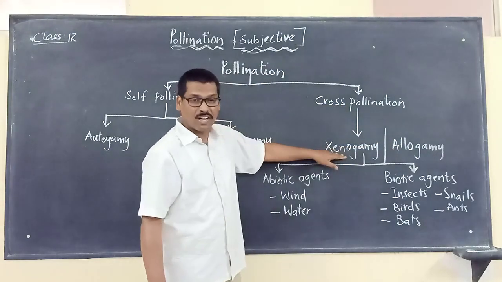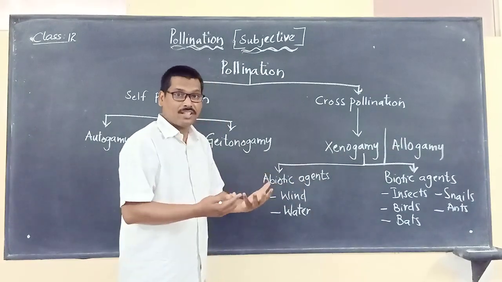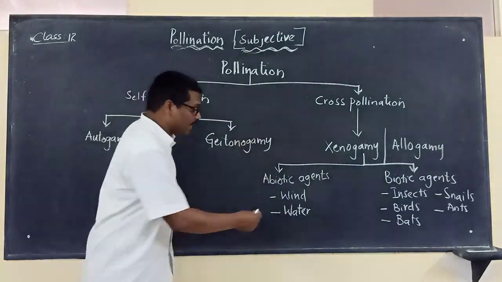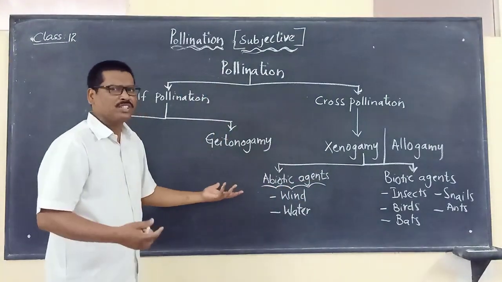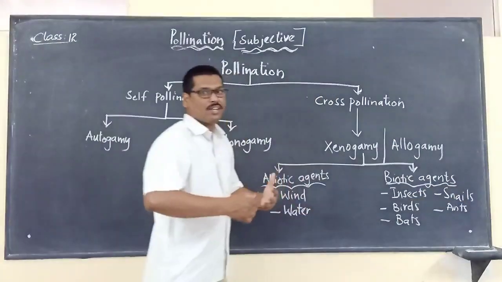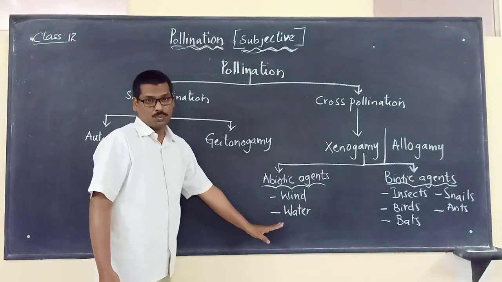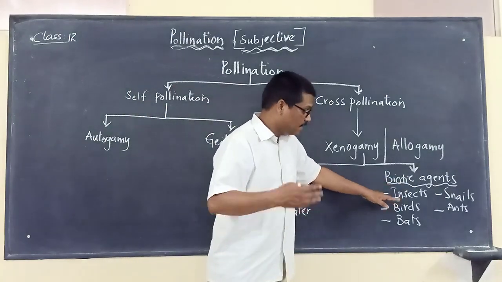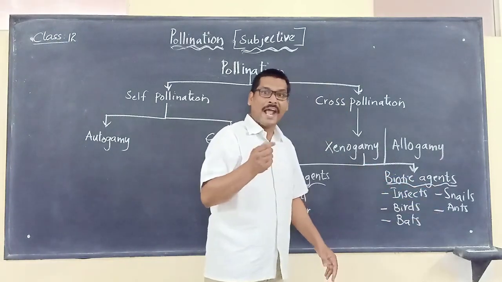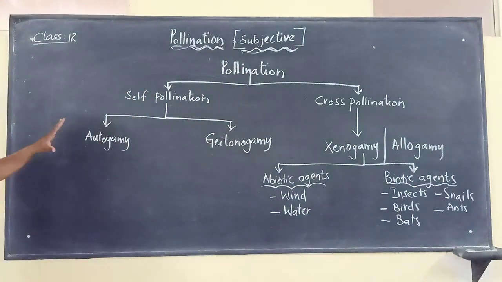Cross-pollination is either called xenogamy or allogamy. And for cross-pollination, it compulsorily requires various agents to help in the process of pollination. What are those agents? They can be abiotic agents, which are non-living, and biotic agents, which are living things that help in pollination. Abiotic agents are wind and water, whereas biotic agents can be insects, birds, bats, snails, or even ants.